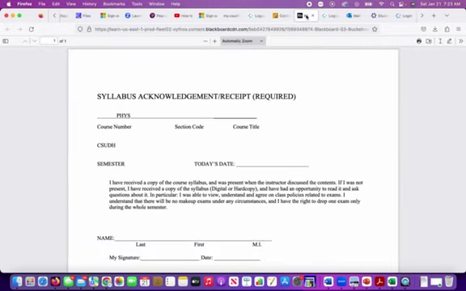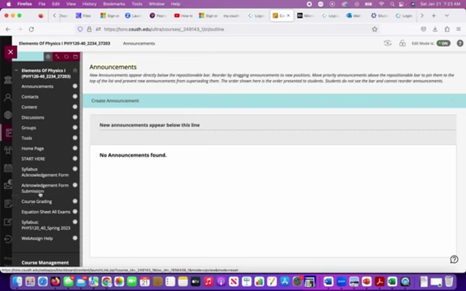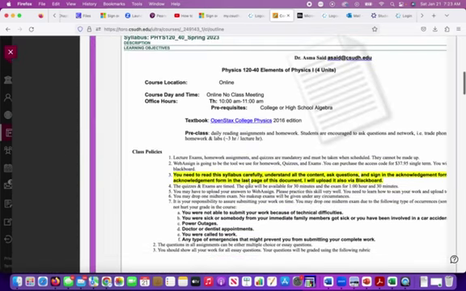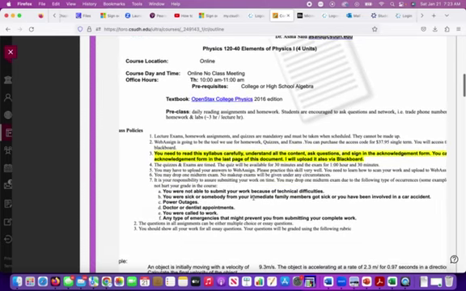All right. Let me go back here to the syllabus. Now, you need to, of course, read it carefully, as I said, and I will discuss it with you here. We have here, of course, lecture exams. Okay, I'm going to test you in the lectures. Homework assignments and quizzes, all are mandatory and must be taken when scheduled. They cannot be made up at all.